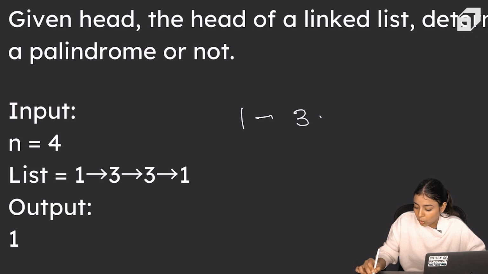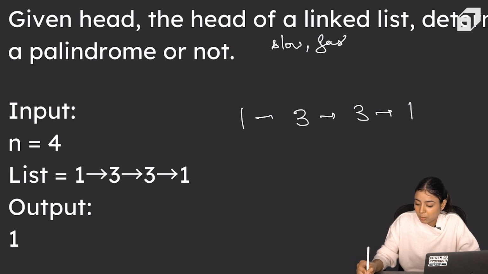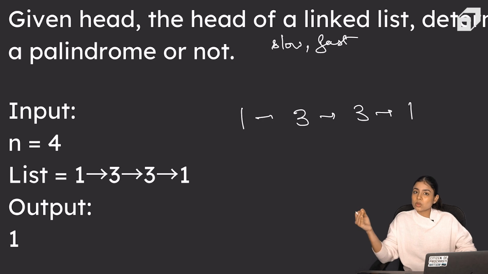Let's just go through the solution again that we'll be following. If this is our linked list, first of all we find the middle node. And how will we find the middle node? Using slow and fast pointers. This approach basically says that the fast pointer will be moving by 2 nodes, and the slow pointer will be moving by 1 node. So when the fast pointer reaches the last node or reaches null, at that time our slow pointer will be at the middle node.